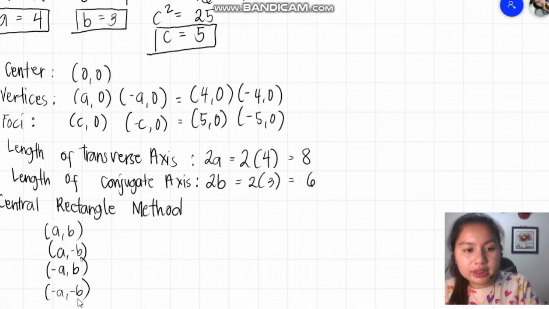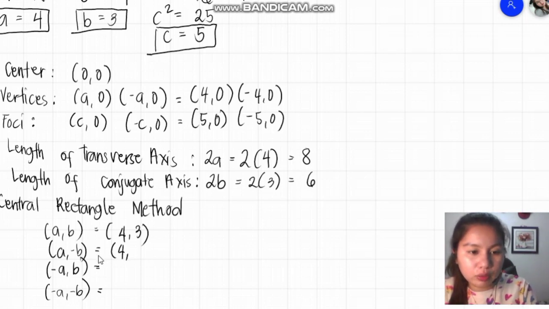Okay, so, isa-substitute nyo lang din ulit yung mga value ng A and B. Ayan o, yung A saka B. So, sundin nyo lang kung negative. So, A natin is 4, ang B naman natin is 3. So, nakuha natin yung una. Sa pangalawa, positive A. So, A natin ay 4. And then, negative B. Therefore, magiging negative 3 to.